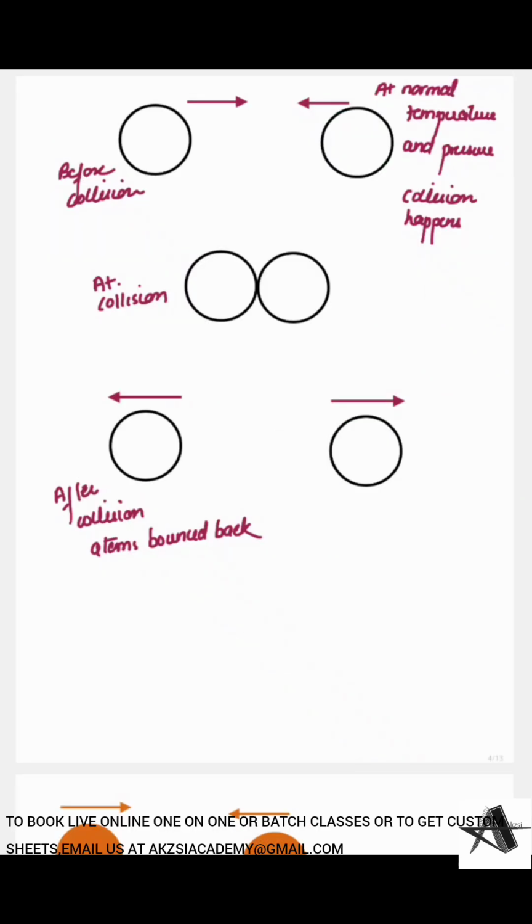See, these are the hydrogen particles at normal temperature and pressure. I have written that at normal temperature and pressure, collision happens. That means they just come closer. This arrow is representing that they are approaching each other. And when they approach each other, they just hit. They don't stick, they just hit. Why can't they stick?